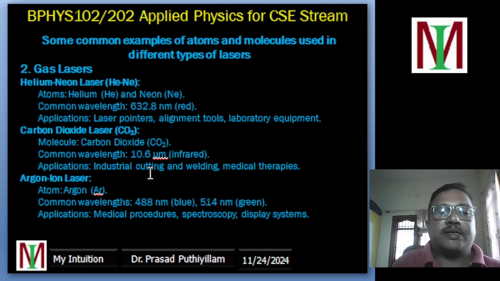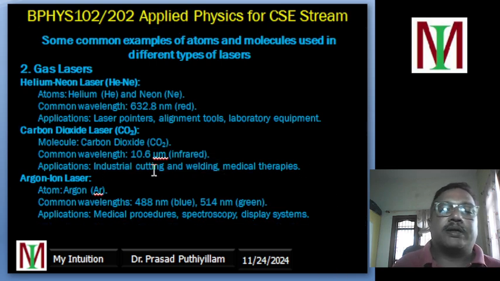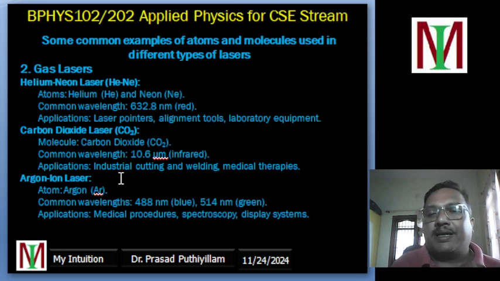The carbon dioxide laser works at 10.6 micrometer, that is the infrared range. It is used in industrial cutting and welding. Mainly for the mechanical engineering students, they should know that carbon dioxide lasers are used for cutting applications, welding applications, and even medical therapies. Then the argon ion laser works at 488 nanometer, which is blue, or 514 nanometer, which is green. It is used in medical procedures, spectroscopy, and display systems.